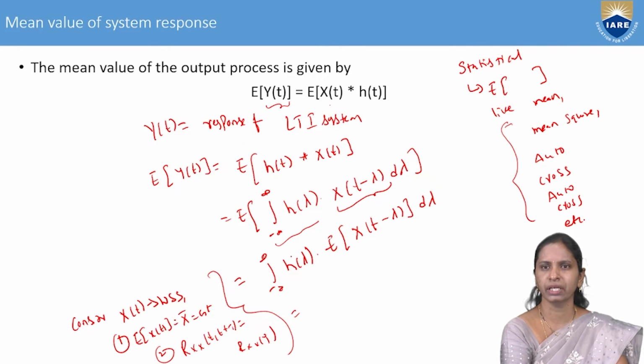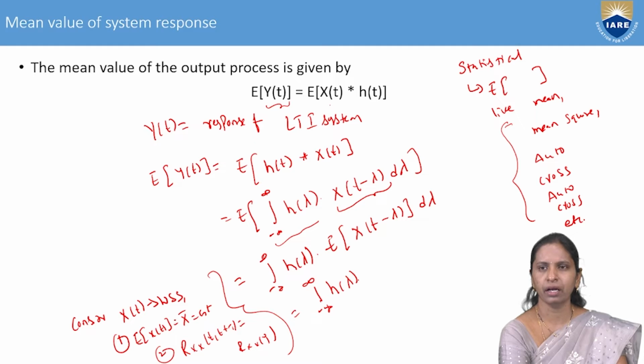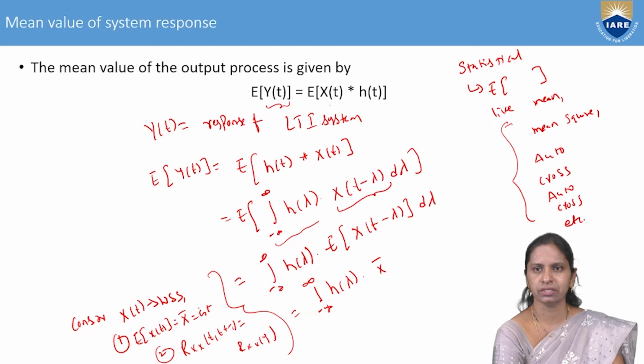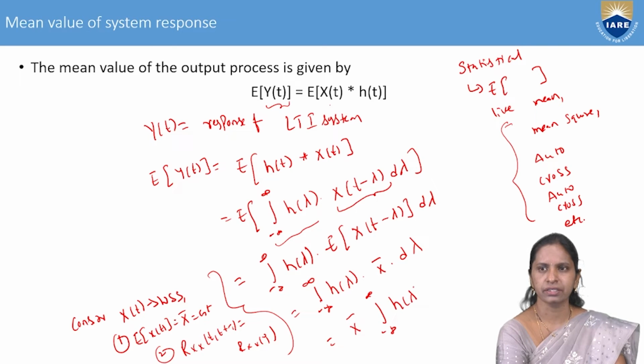So whatever the value of t, the mean is constant. Write this as the integration from minus infinity of h of lambda into x bar. What is the mean of the random process? It is constant. Let us denote it by x bar. So x bar into d lambda. Since it is constant, you can bring it outside. So x bar into the integration from minus infinity of h of lambda into d lambda.